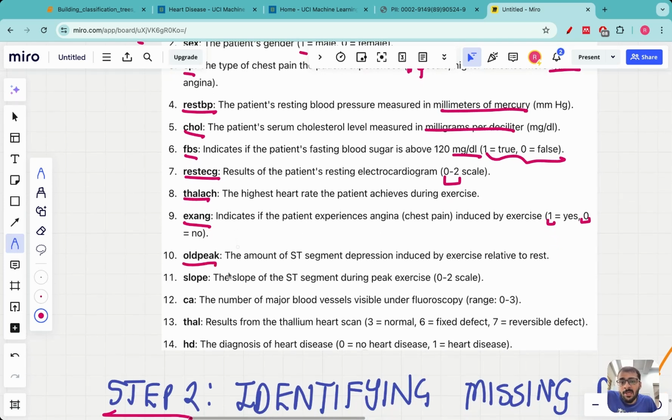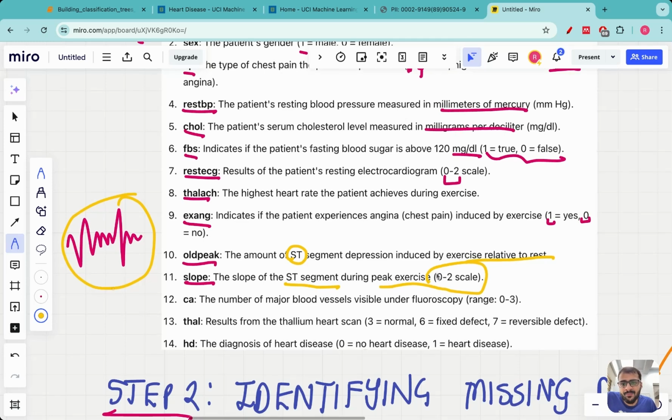The next variable is oldpeak. So, oldpeak and slope are actually variables related to the electrocardiogram of a person, which might look something like this. There is a segment between the fall of a cycle and the beginning of the next cycle. So you don't need to know this in detail, but it's just related to this electrocardiogram over here. So oldpeak is the amount of depression induced by exercise relative to rest in this graph. Slope is the slope of the segment during peak exercise. It has a scale of 0 to 2.